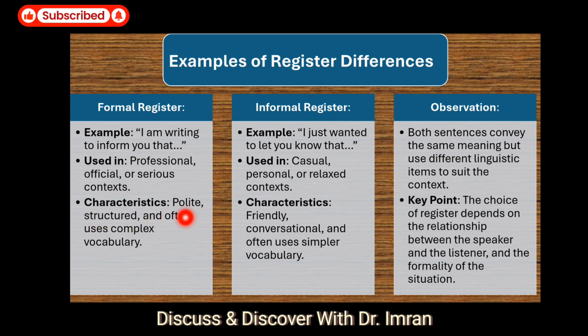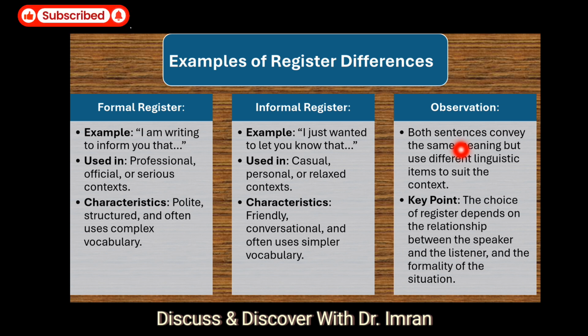Characteristics. When it is a formal register, it will be polite and have proper syntactic structure, with no contracted forms, and often uses complex, technical vocabulary. And the characteristic of informal register is that it is friendly, conversational, and often uses simpler vocabulary, so there might not be a complex structure.